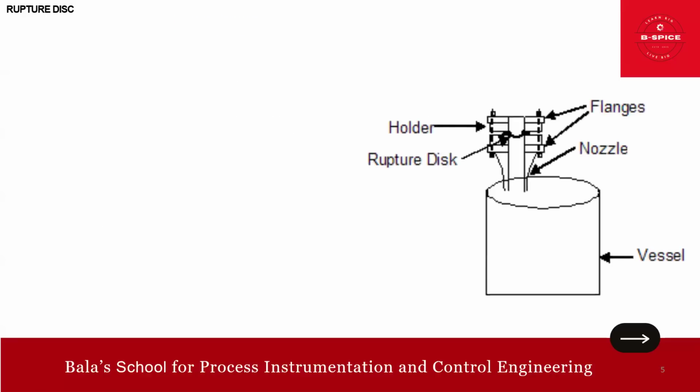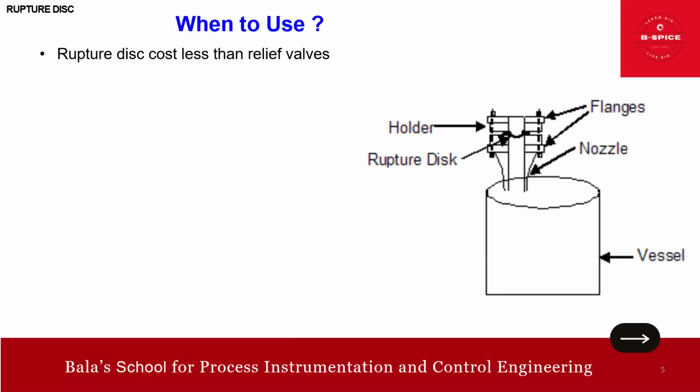Now I go into the concept of when to use. As you see here, friends, this is your vessel. This is your nozzle and this is your rupture disc. It is clamped between the two flanges, right? Maybe before going into when to use, I want to touch upon a bit. A rupture disc costs less than relief valves. I'm going to explain the relief valve in the next slide. They generally require little to no maintenance at all.